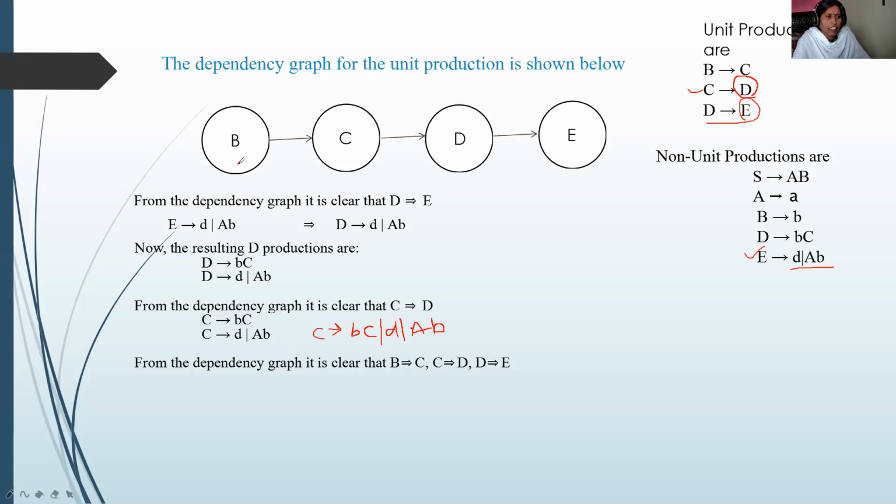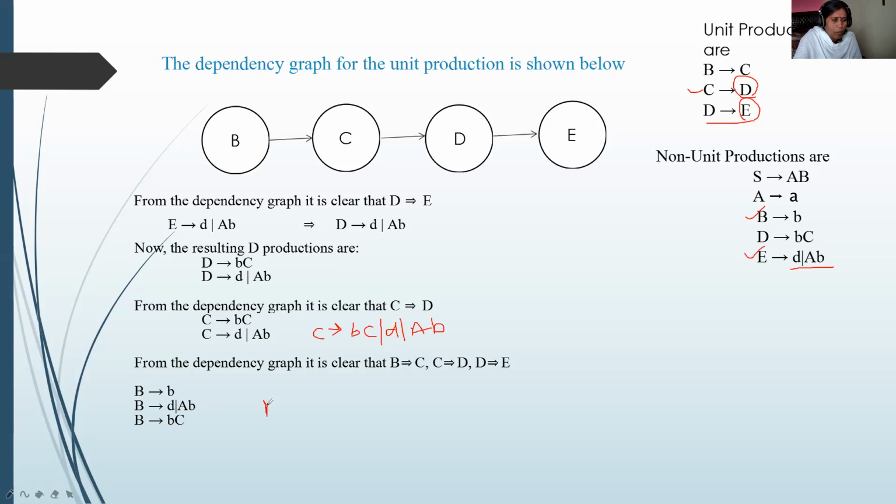From the dependency graph, again it is clear that B is producing C, C is producing D, D is producing E. So check here, B is producing C. So all the non-unit productions of C are going to be the non-unit productions of B. So which all are the non-unit productions of B? Non-unit production of B is B producing B, it will be there. Now there is a production of the form B produces C. So C's non-unit productions are BC or D or AB.